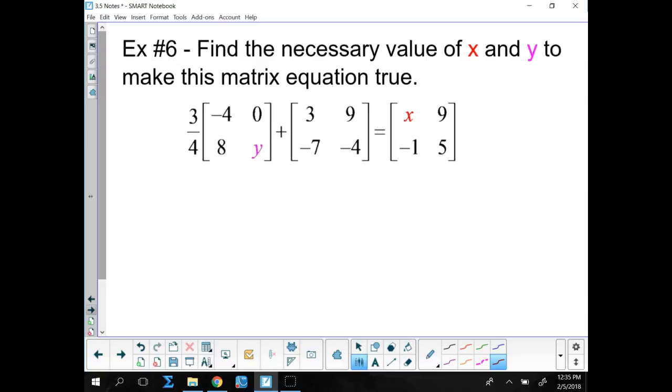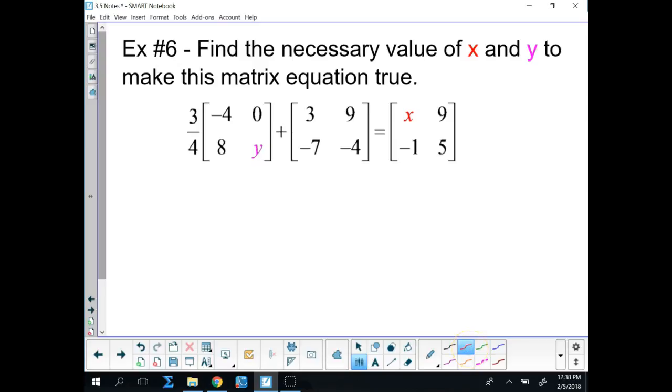So find me the necessary values of x and y that make this matrix equation true. Ready? What do we get for x? 2, 0, 6. What you got? That's what I got. Okay. What do we get for y? 12? Alright, well let's check it out here now.